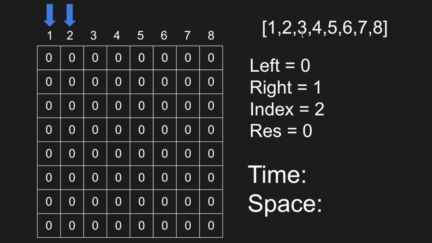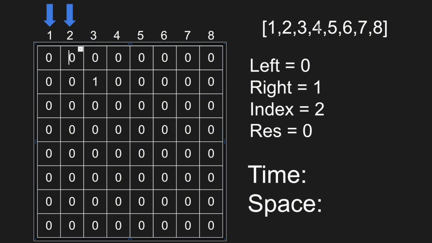Now, let's walk through an example. First, we will be at index 2. The left is index 0, right is index 1. 1 and 2 add to 3. So as we have done earlier, we will add 1 to 0. Now that we have looked at every pair on the left and right, we will iterate to the next index.